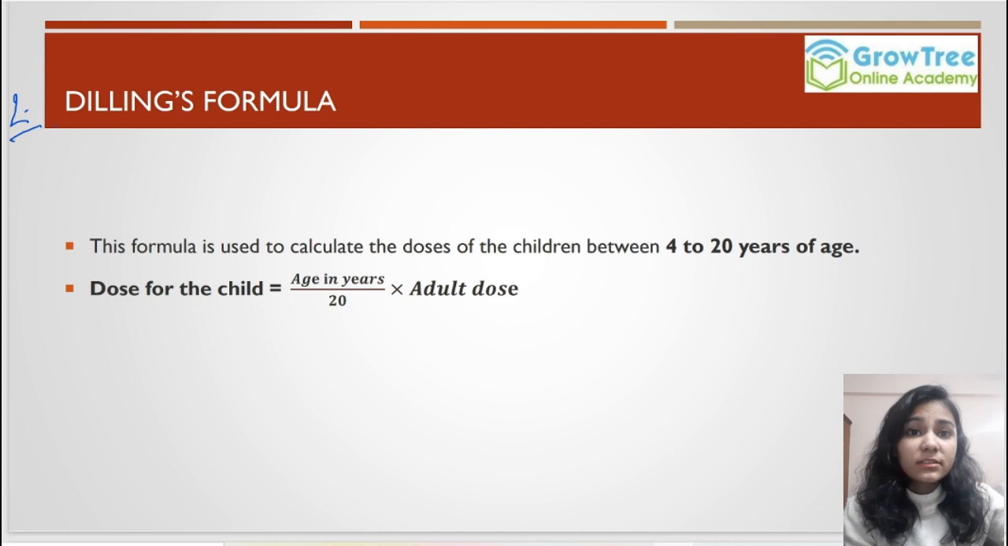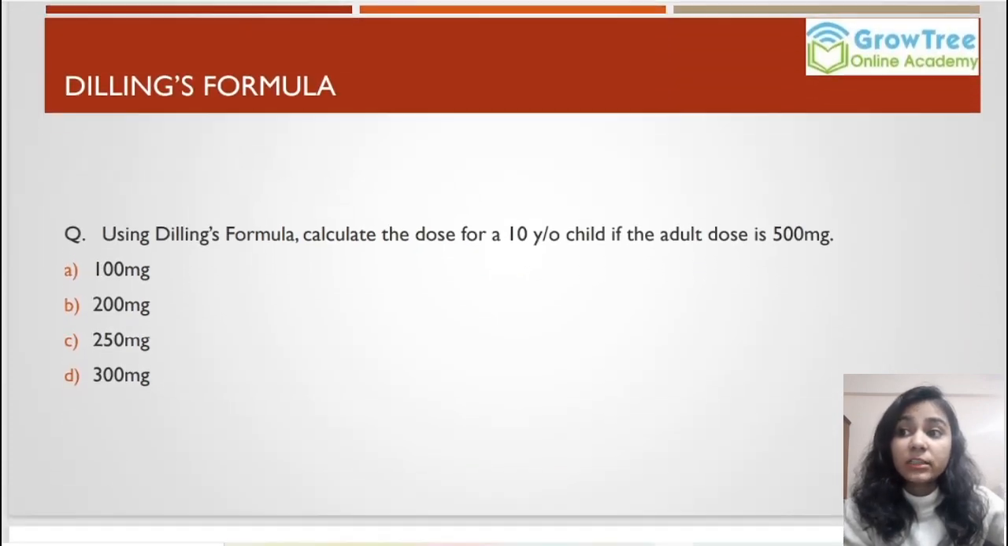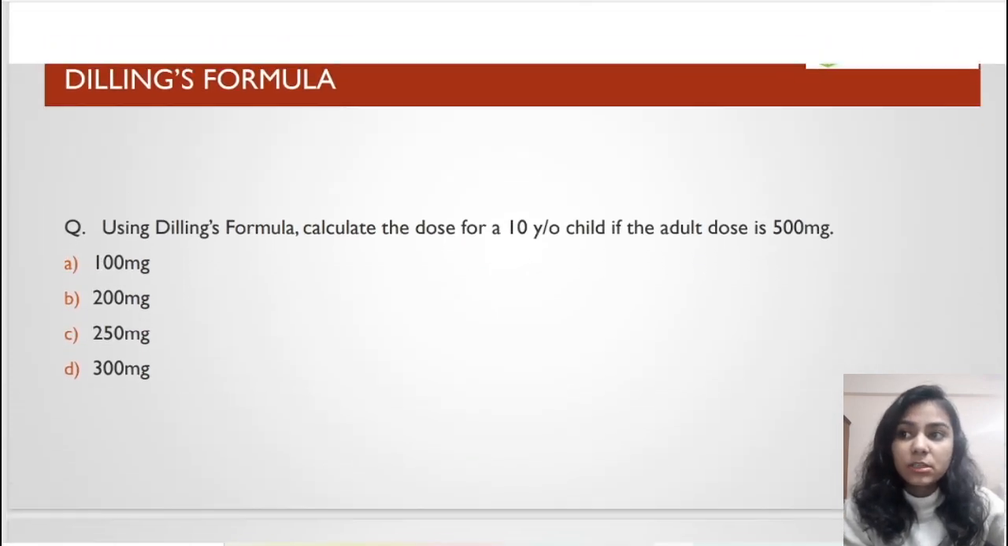Now the second one is Dilling's formula, and this formula is generally used to calculate the doses of the children between 4 to 20 years of age, and the formula is as follows: age in years upon 20 into adult dose. Now let's understand this by looking into a question.